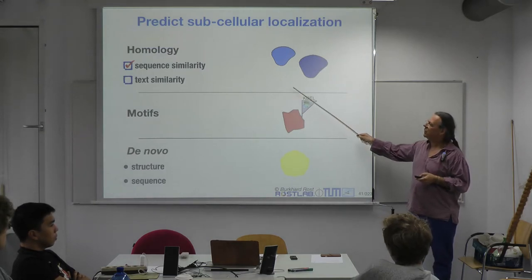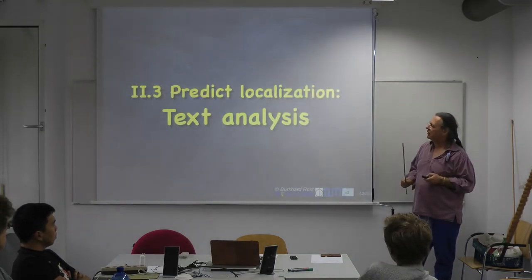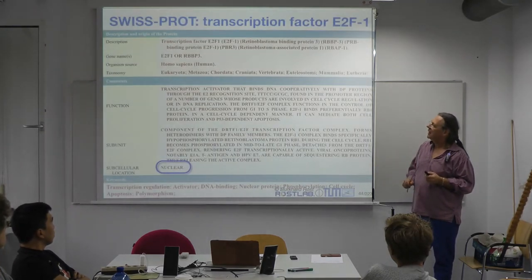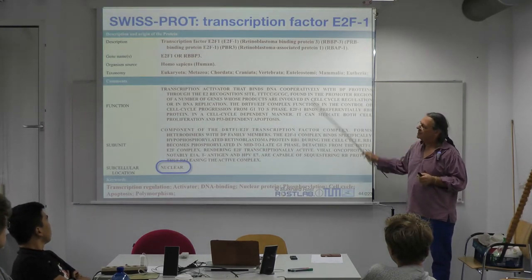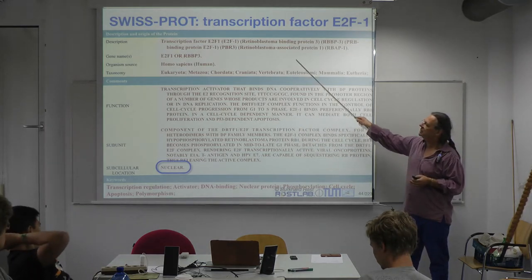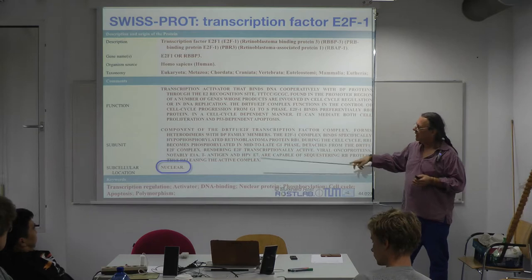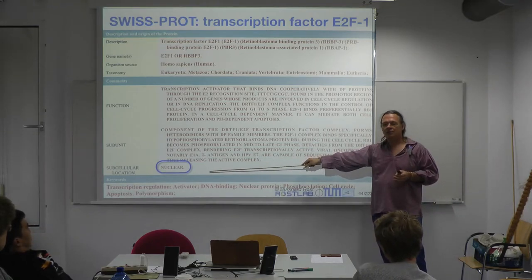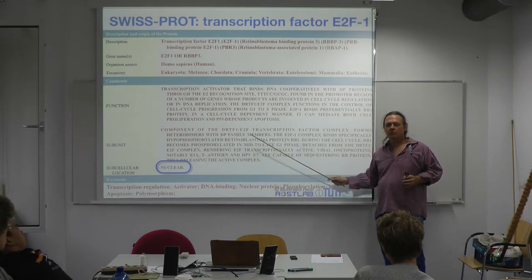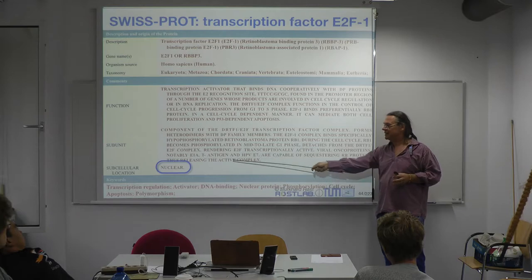I'd like to next work into the text similarity story. What I mean is the following. And that's work from Rajesh Nair. This is a typical SwissProt record, where you have the functional annotation, you have something about the subunits, there's an organism taxonomy, and here's the subcellular localization. Now assume that I remove this, the blue. Could you guess the blue? Could you guess that it's nuclear?